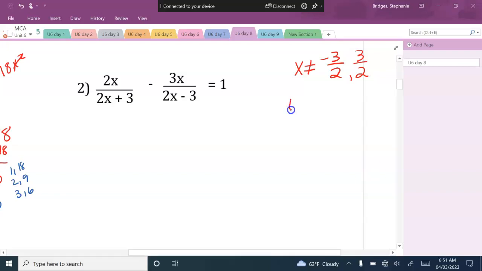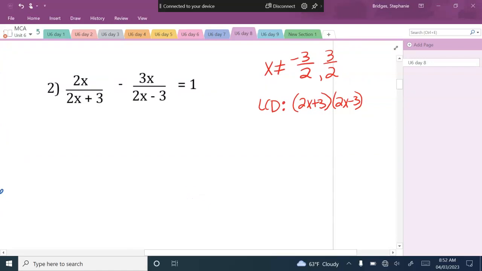Now I need my least common denominator. I have 2x plus 3 and I have 2x minus 3. Are they the same or different? They're different. And if I have two different denominators, how do we get our common denominator? We just multiply them. So we're going to go 2x plus 3 times 2x minus 3.